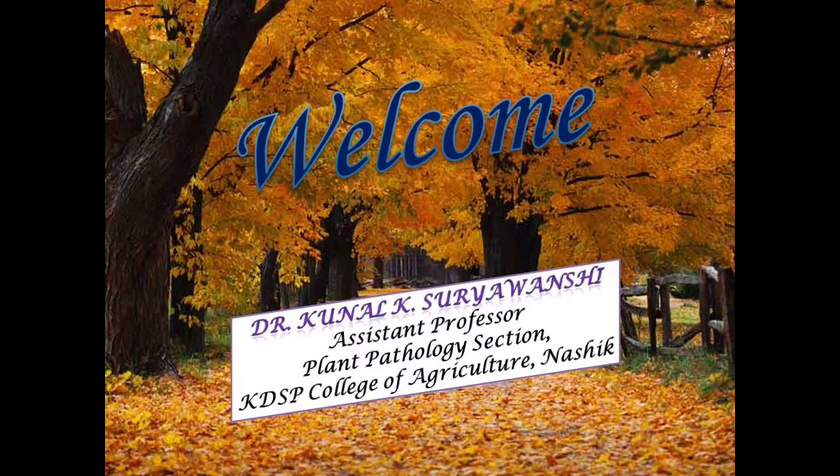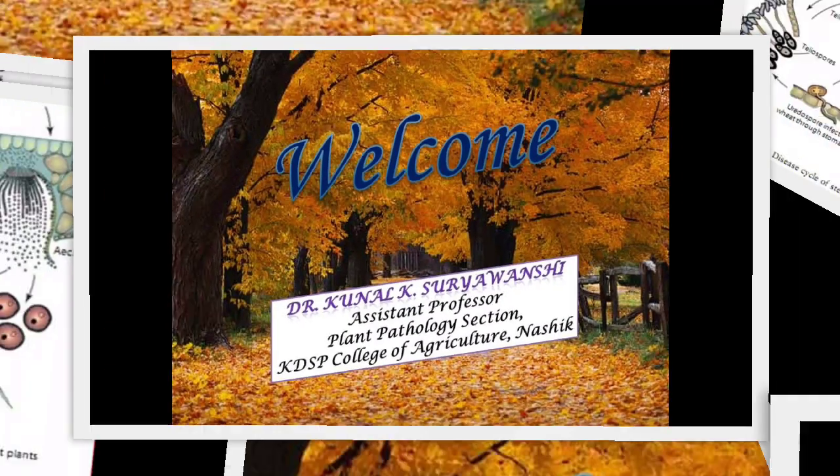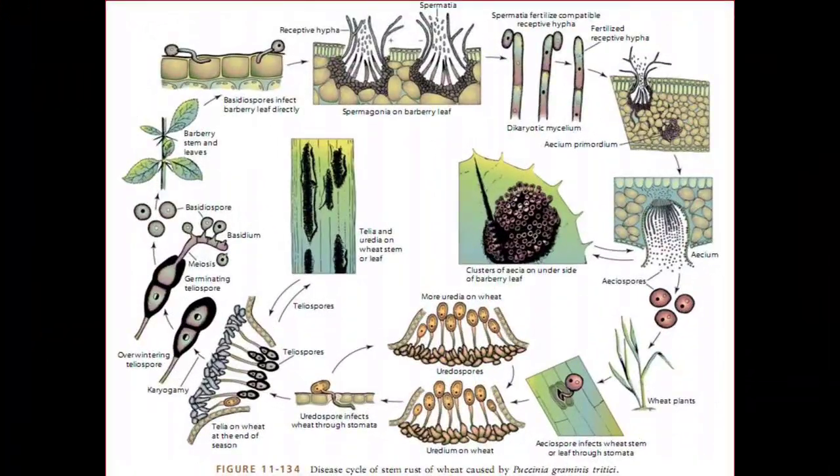Today we are going to see the life cycle of wheat rust. In the first lecture we have seen wheat rust and its causal organism. That is, there are three types of rust: black stem rust, brown rust and yellow rust. Among these three rusts, we have studied black stem rust of wheat, and now we are going to see the life cycle of this black stem rust of wheat.